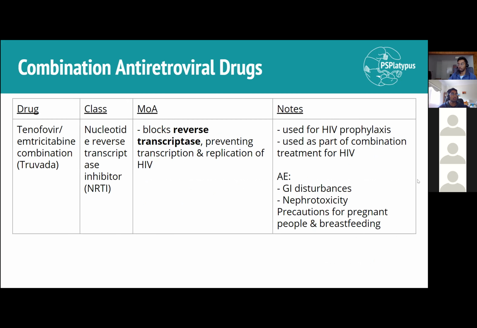but you can have an array of different complications or adverse effects, sorry. So the next one would be a nucleotide reverse transcriptase inhibitor. And in this case, we can combine the next 2 drugs. So that's a combination of tenofovir and emtricitabine. I think the commercial name is Truvada, but the way in which it works is by blocking reverse transcriptase. So we talked about how HIV is a specific virus that converts RNA to DNA, and it does it through reverse transcriptase, and by blocking it, we prevent transcription and replication. Used for prophylaxis as well, and used for combination therapy.